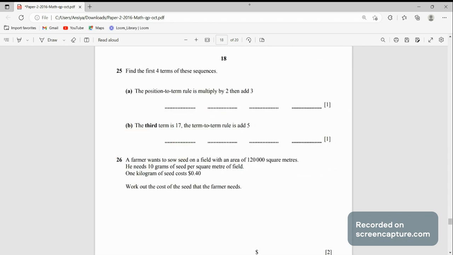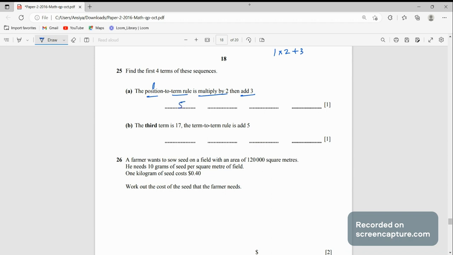Question 25. Find the first four terms of these sequences. The position to term rule is multiply by 2 and then add 3. Position to term rule in the sense if you want the first position, think about the number 1 and do this calculation. So 1, then multiply by 2 and then add 3. What you will get? 1 multiply 2 is 2, plus 3 is 5.